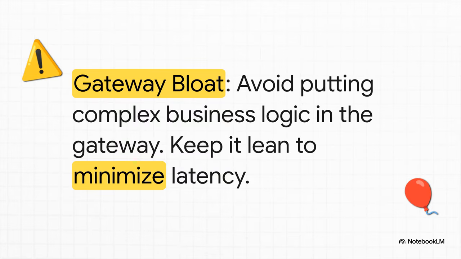And just one last pro tip before we go. A really common mistake people make is something called gateway bloat. It's super tempting to start adding all sorts of business-specific logic into your gateway. Don't do it. You want to keep your gateway as thin and fast as possible. It should only handle those cross-cutting concerns we talked about: security, routing, logging. Keep the actual business logic inside your services. This will keep your gateway from becoming a new bottleneck.